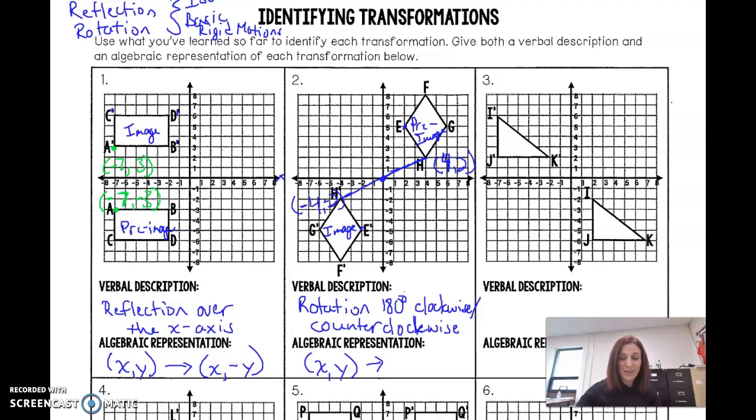Well, guess what? You can even go off your notes that we've done this before. Our x value is just becoming the opposite, and our y value is becoming the opposite. Okay? Let's maybe pick up the pace here a little bit. Oh, I bet we can figure out this next one.